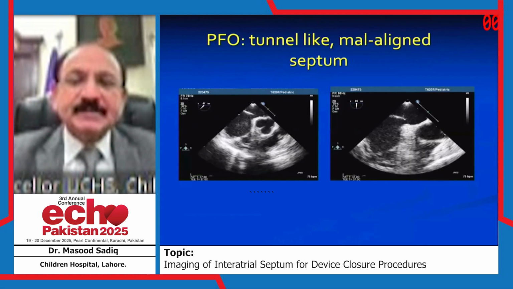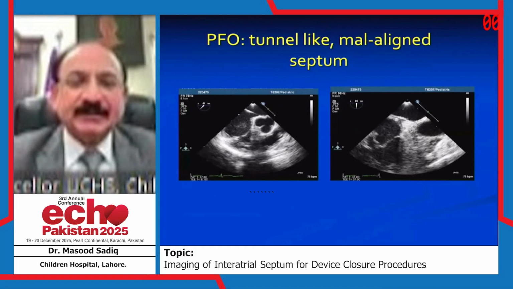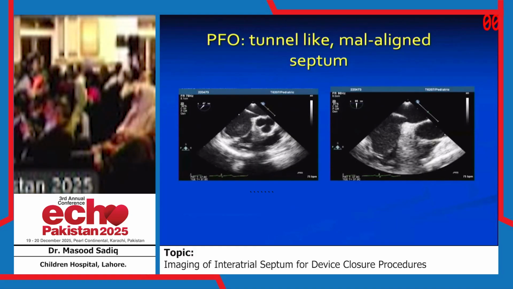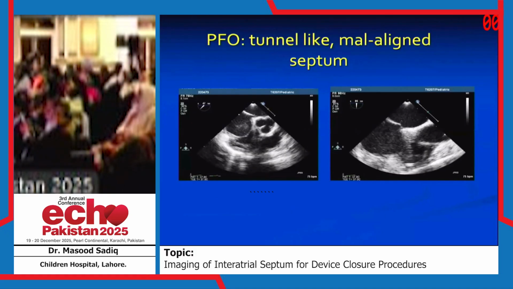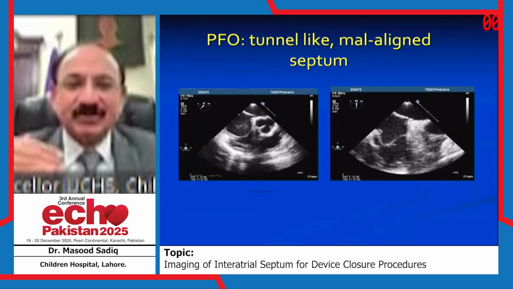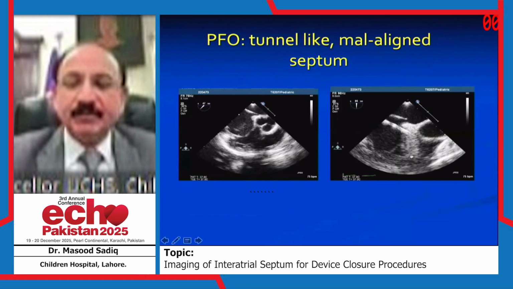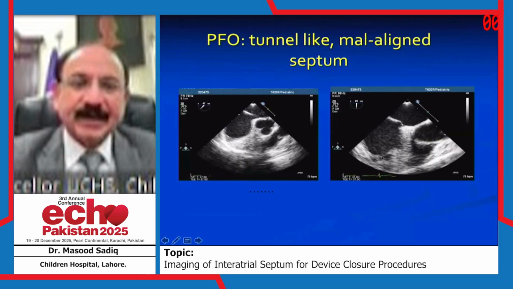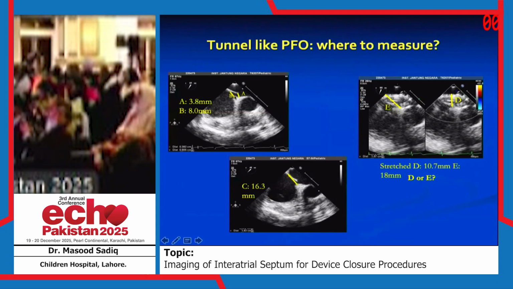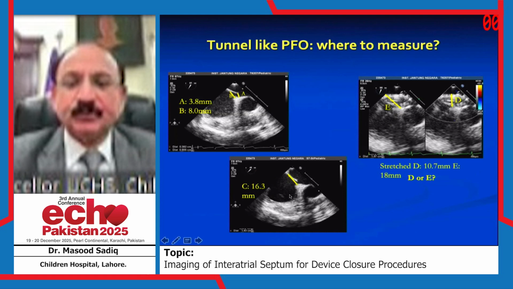This tunnel can sometimes be misleading, and one can argue whether this is a true atrial septal defect or a PFO. But I've deliberately brought this particular patient because it was nominated as an atrial septal defect. You can see how the septum is moving. We measured it on the echo, and you can see the areas of measurement, 3.8 and 8 over here. But if you take the whole lot, it can be up to 16.